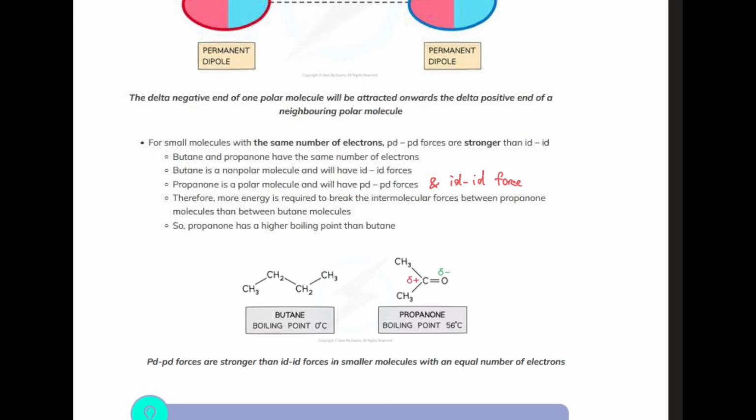So obviously this is stronger in intermolecular forces. It has two types, and therefore more energy is required to break the intermolecular forces between propanol molecules than between butane molecules. So propanol has a higher boiling point than butane. Because there are more intermolecular forces, and some of these are stronger than this one, that's why the boiling point is higher.